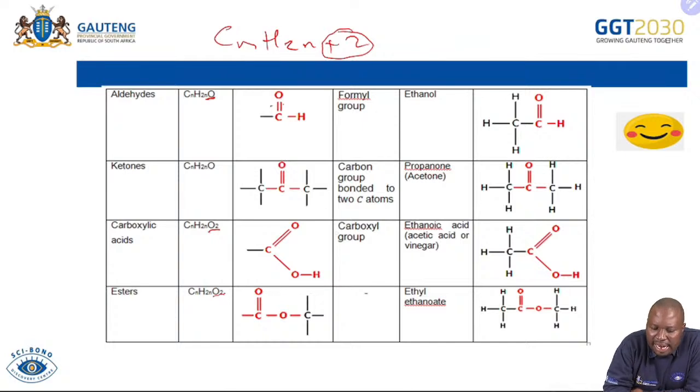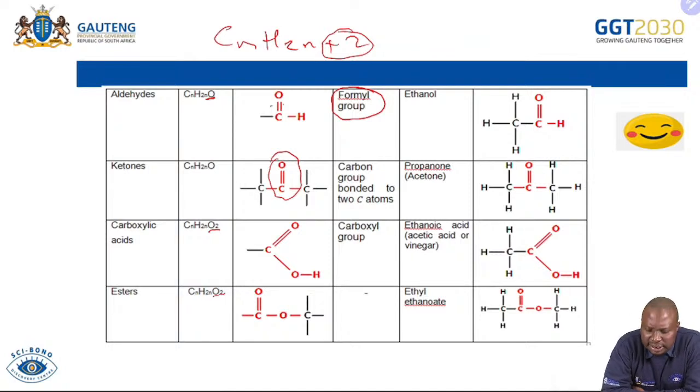Remember, for aldehydes, we are saying the functional group is the formyl group. So formyl group is for aldehydes. For ketones, the name of the functional group will be our carbonyl group. Our C double bond O there is our carbonyl group. So you know that is a carbonyl group.